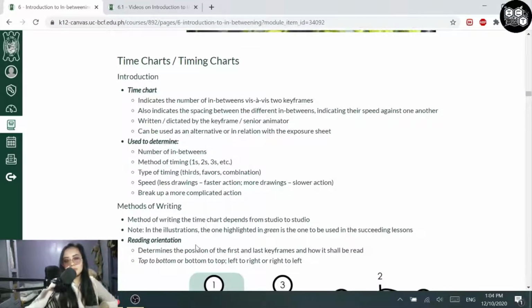This is the really important part, because for you to be able to create in-betweening, you'll need to have an idea of what timing charts are. A time chart is the one that indicates the number of in-betweens between your two keyframes. Usually we don't really use exposure sheets anymore. We tend to use time charts as the primary source of how we're going to do the in-betweening process. This is usually dictated by the senior animator, and as a senior animator, you would be the one dictating the time chart.